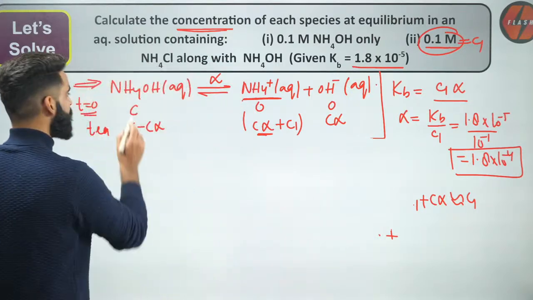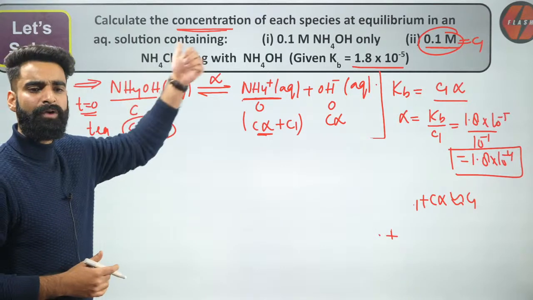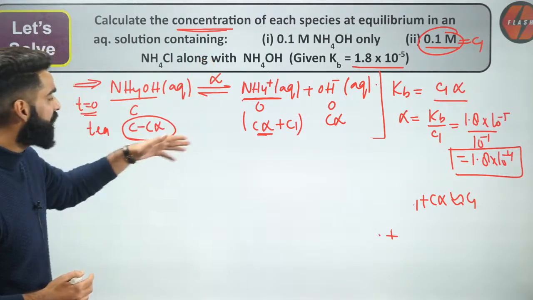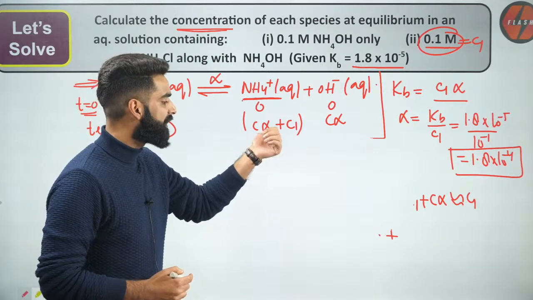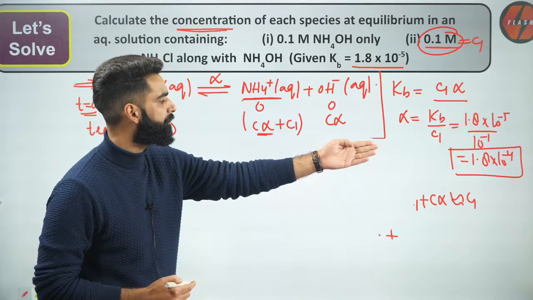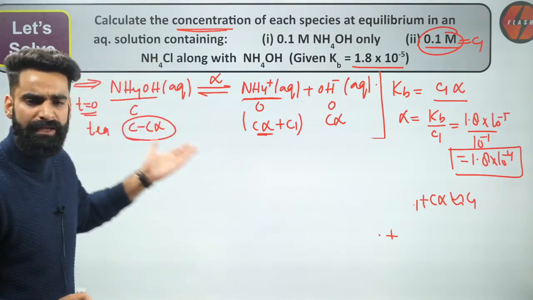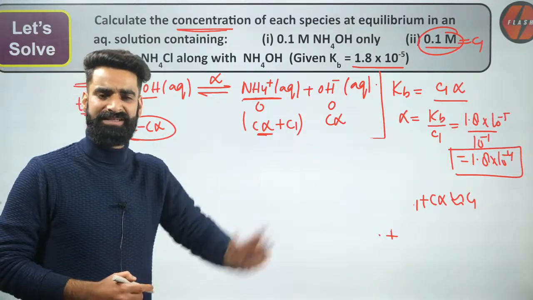Just understand: the concentration of NH4OH at equilibrium is C minus C alpha. C is the concentration of the weak electrolyte, which is 0.1. The alpha value you got is 1.8 into 10 to the power minus 4. You have everything, so you are going to get the concentration of every species right here at equilibrium.